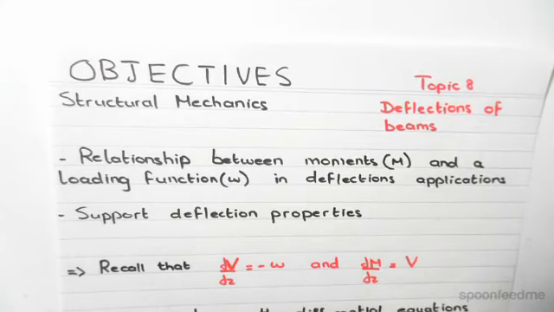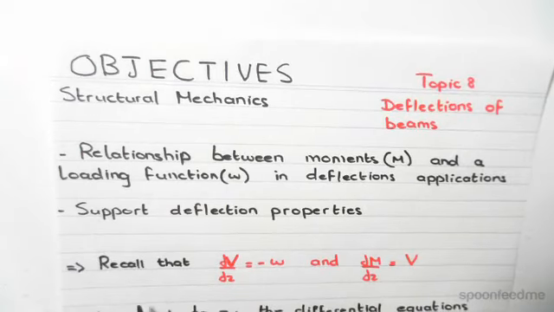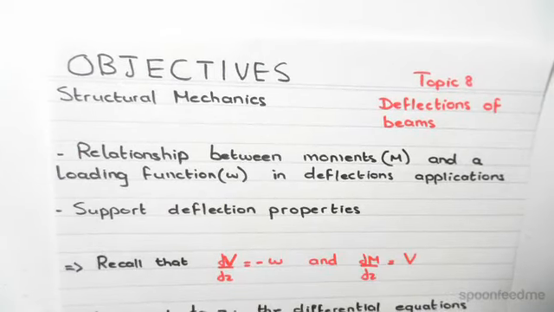Okay, now just to avoid confusion, in this course, capital V means the shear force and little v means deflections. I forgot to mention this in the previous video, but please remember that capital V is shear forces and little v is deflections.